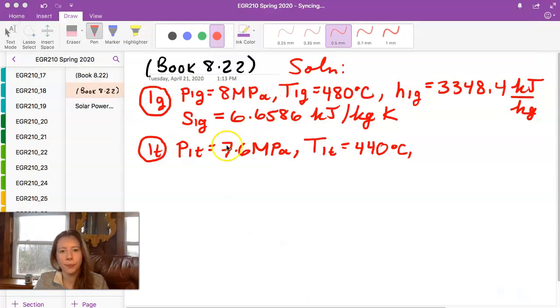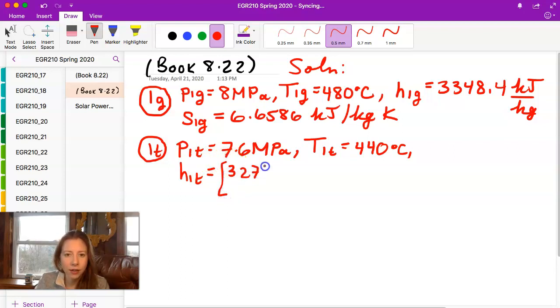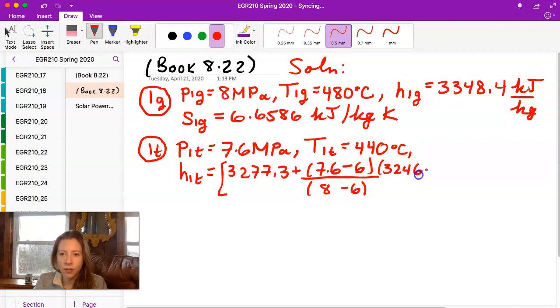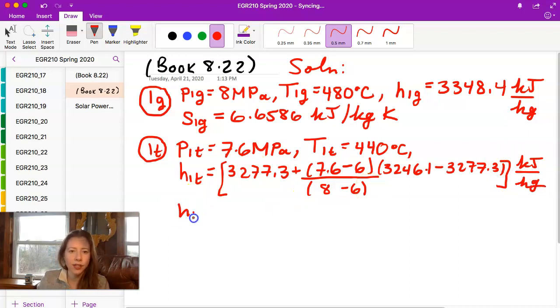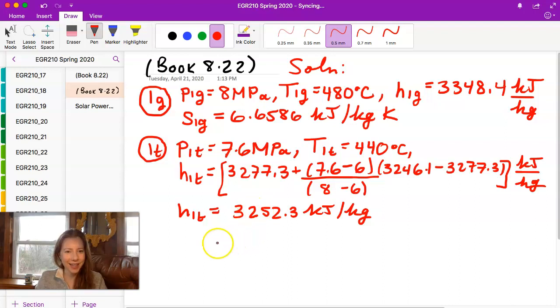Okay, let's give it a try. I'm just going to write this all in. We just talked about it. So H1T is going to be 3,277.3 plus 7.6 megapascals minus 6 divided by 8 megapascals minus 6, times 3246.1 minus 3277.3, and this is all in kilojoules per kilogram ultimately. And so H1T is going to be 3,252.3 kilojoules per kilogram. Okay, now we get to do the exact same thing for entropy.